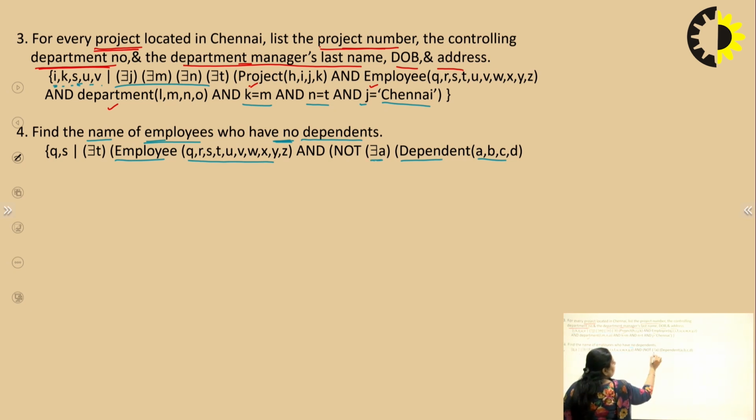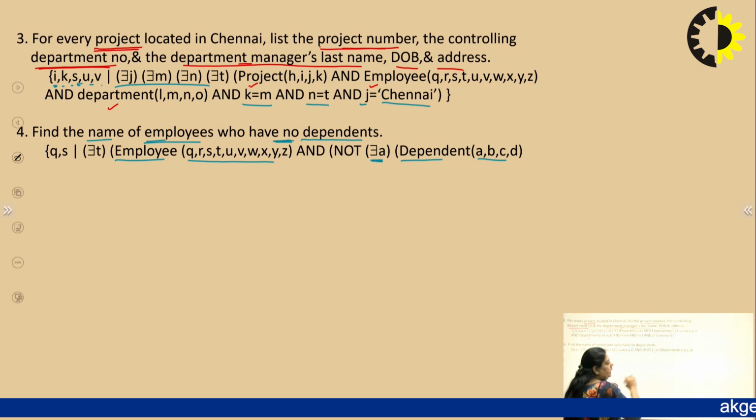So there exists an employee. We want to fetch the name. We are having employee dependent name there. So there exists an employee who is not an employee dependent. So we have taken a not condition here. What we want to fetch, name, last name. So Q and S, and there exists an employee. So there exists an employee, that means we have taken employee number here. So there exists an employee who is not having a dependent. So we have taken that employee name.